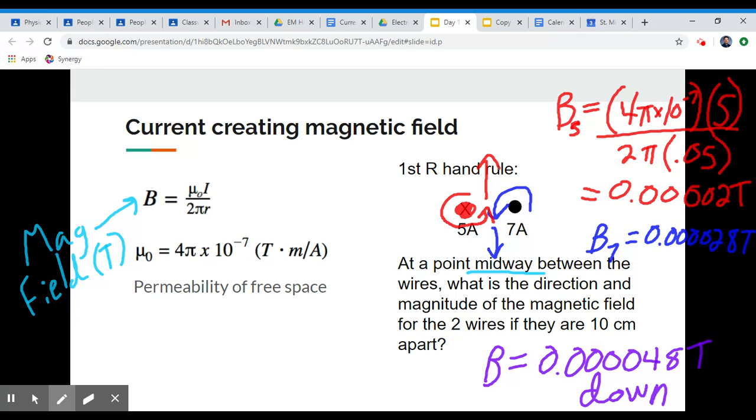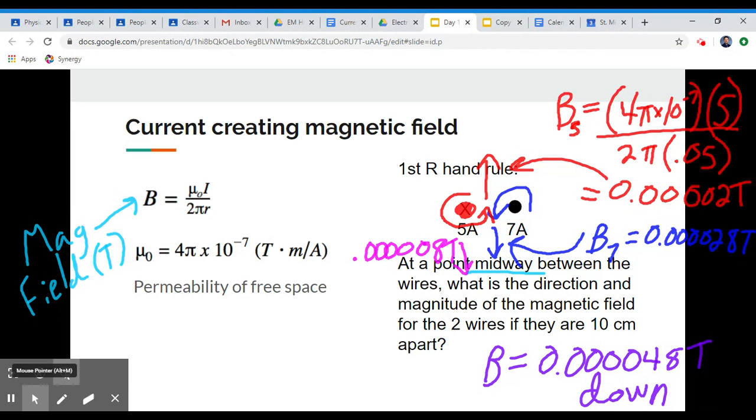All right. So if that were the case, then we'd have to take the difference of these two, because now we would have 0.00002 Teslas up and this 0.000028 Teslas in the downward direction. So when you take the difference of those two, what you would end up with is 0.00008 Teslas in the downward direction. Okay. So just keep that in mind as you're going through your assignment.